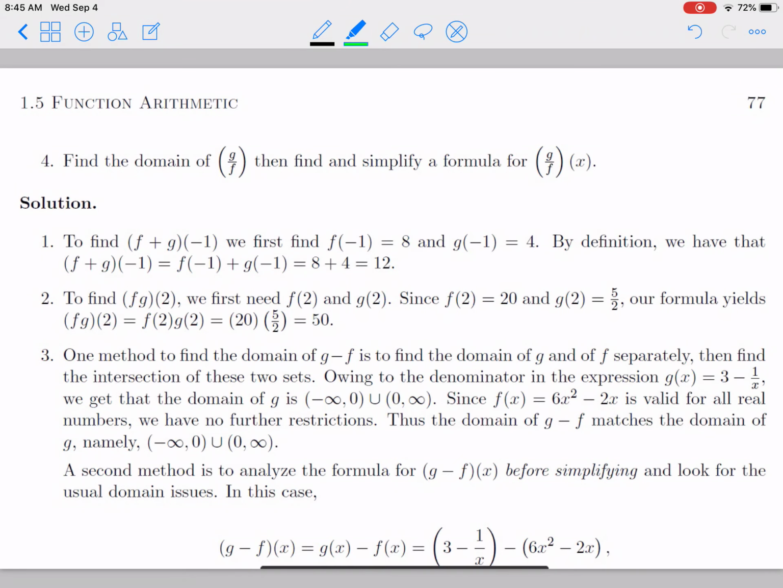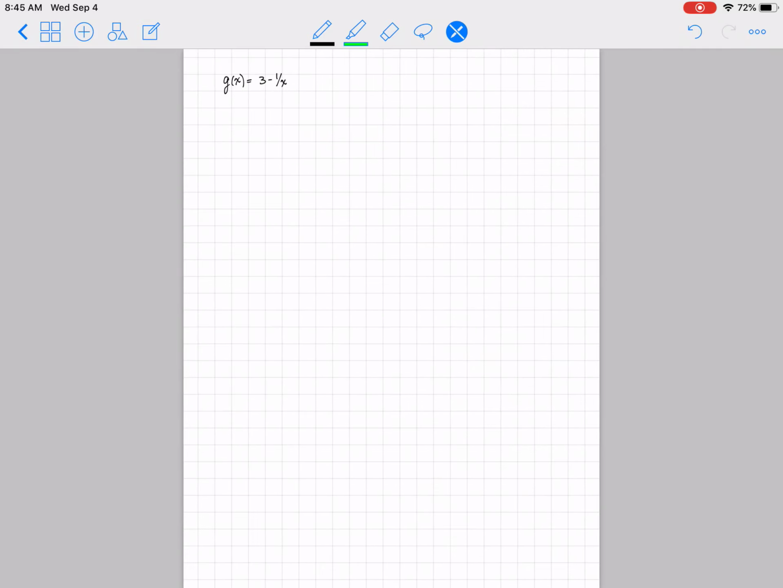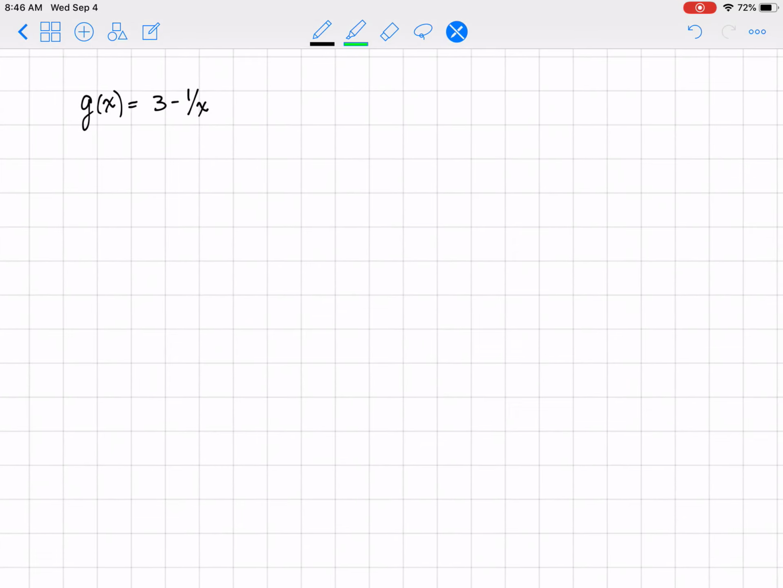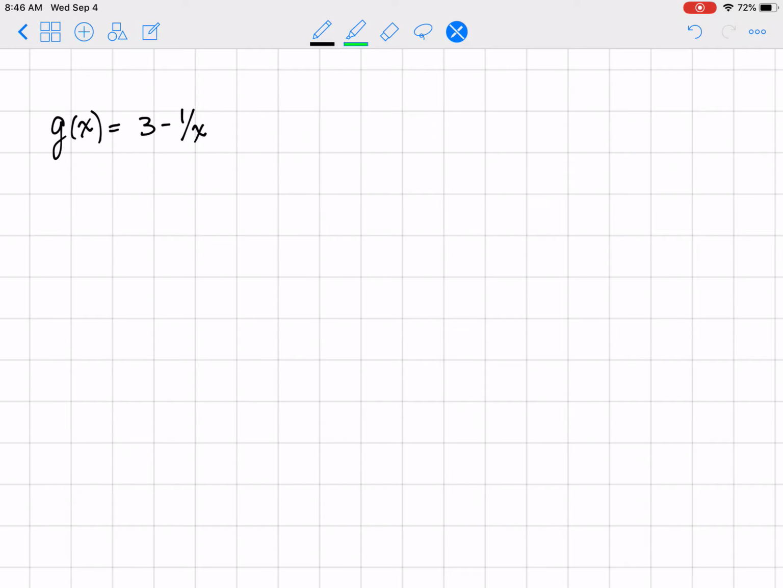Okay, so today's question is about g of x, which is given as 3 minus 1 over x, and why that has the domain of negative infinity to 0, union 0 to infinity. So I wanted to break this out because we've got to understand what g is made out of.